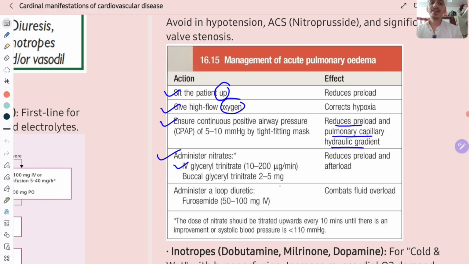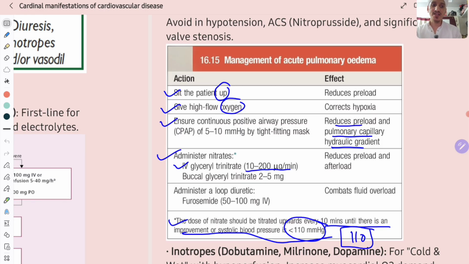IV glyceryl trinitrate, the dose is 10 to 200 microgram per minute. Okay. The dose of nitrate should be titrated upwards every 10 minutes until there is an improvement, unless the systolic BP falls by more than 20 mmHg. Okay. So what that means, systolic blood pressure of 110 is very critical for monitoring the patient. In diuretics also we have seen, and in nitrates also we are seeing here.